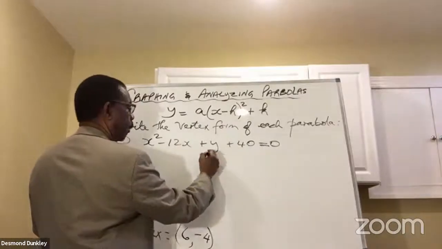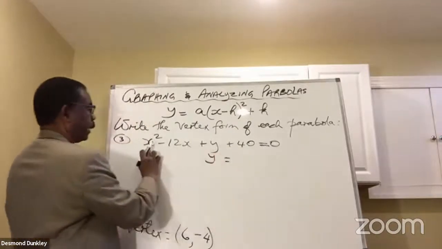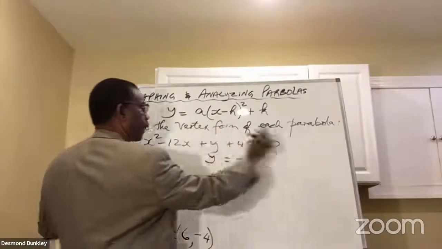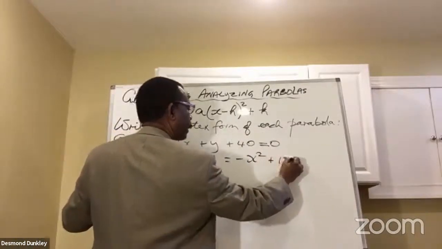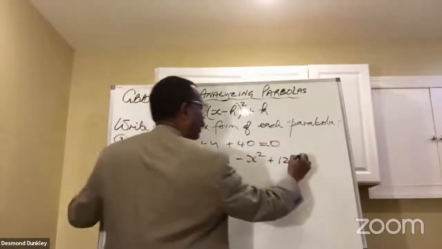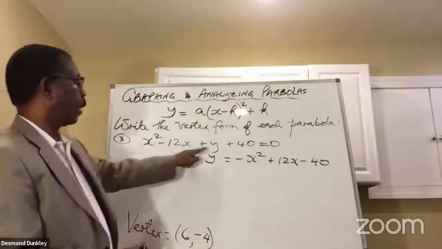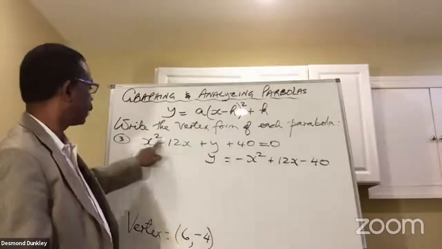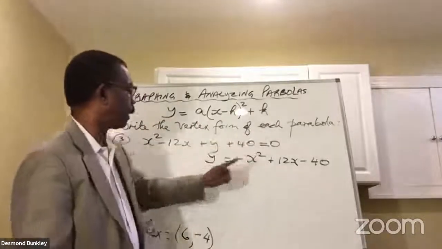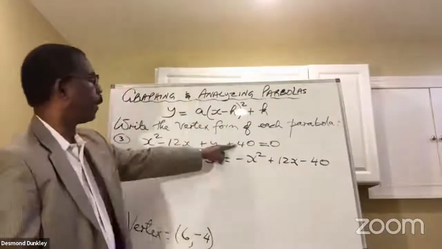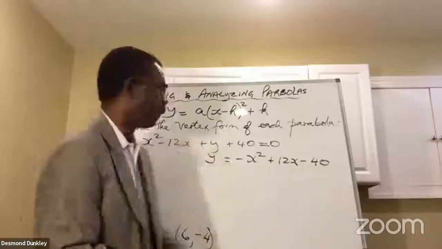So this is going to be y equal to, this goes over here, it's negative x squared. This goes over here, it's plus 12x. This goes over here, it's minus 40. Let me double check. We want the y to be by itself. So x squared goes over, from negative x squared. Negative 12x goes over, it becomes positive 12x. Positive 40 goes over, it becomes negative 40.